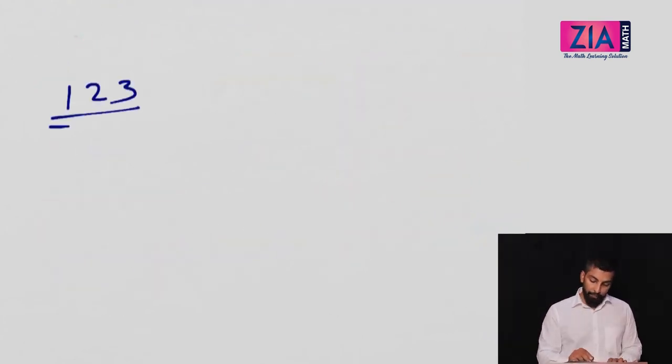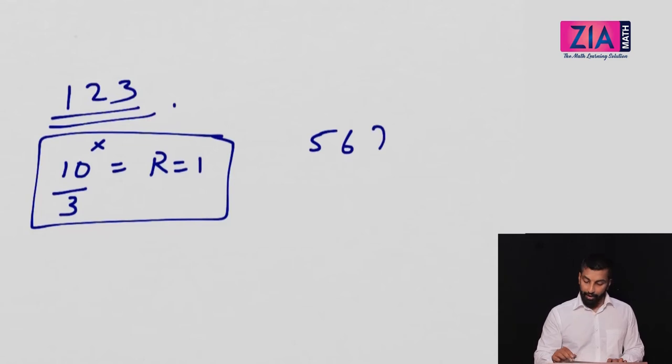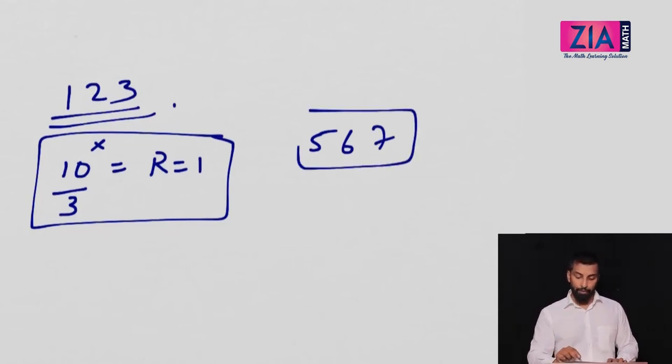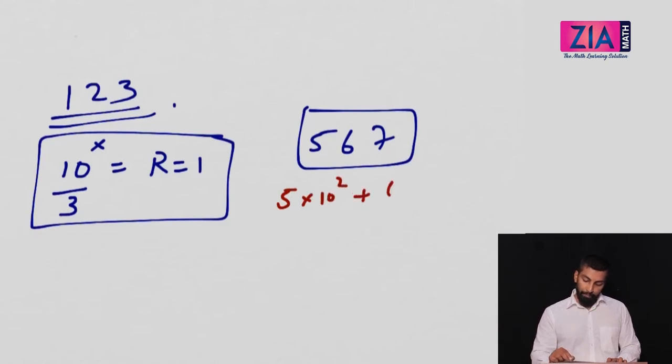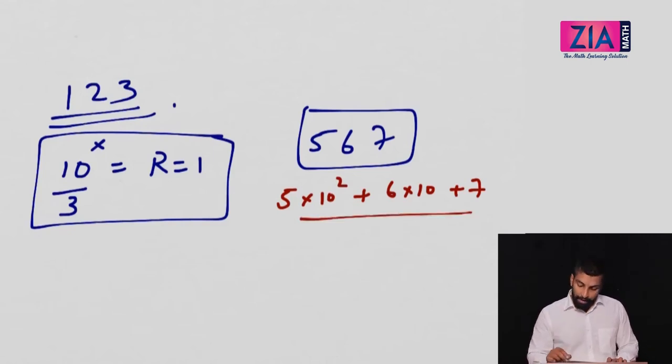1, 2, 3. Why I am writing sum of digits as the divisibility rule of 3 is basically because I know 10 raised to any power, when you divide with 3, will give me remainder 1. So any number, I am just taking a random number 5, 6, 7. I can write it as 5 into 10 square plus 6 into 10 plus 7. Now divided by 3.